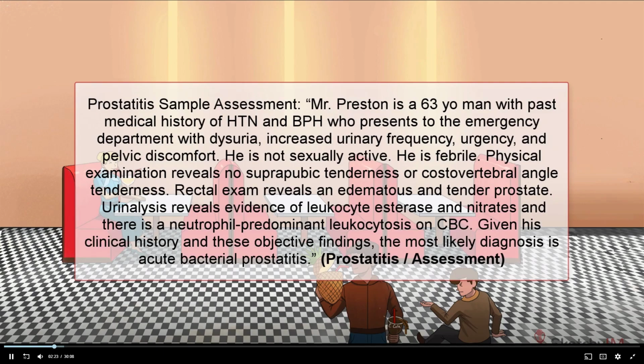He is febrile. Physical examination reveals no suprapubic tenderness or costovertebral angle tenderness. Rectal exam reveals an edematous and tender prostate. Urinalysis reveals evidence of leukocyte esterase and nitrites, and there is a neutrophil predominant leukocytosis on CBC. Given his clinical history and these objective findings, his diagnosis appears to be acute bacterial prostatitis.